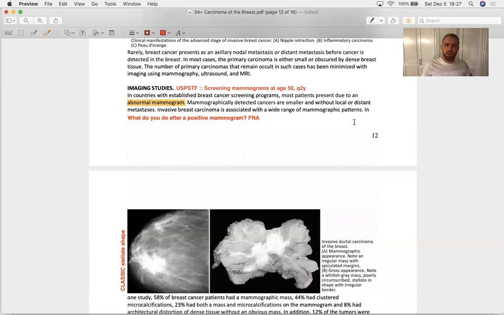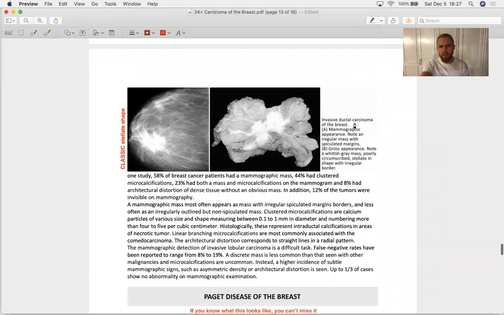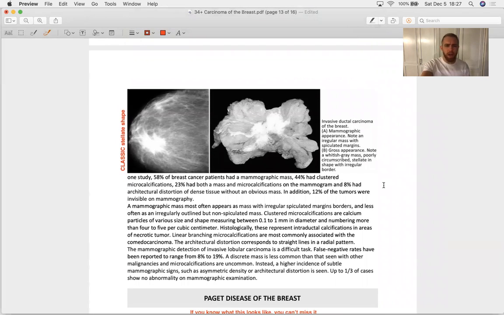Imaging, again, we're getting screening mammograms starting at age 50 every 2 years. And if one comes back positive, the very first thing you want to do is get a fine needle aspiration of that mass, similar to what you would do with thyroid masses. And then you look at the cells and you say, are they dysplastic? What are they stained for, etc.